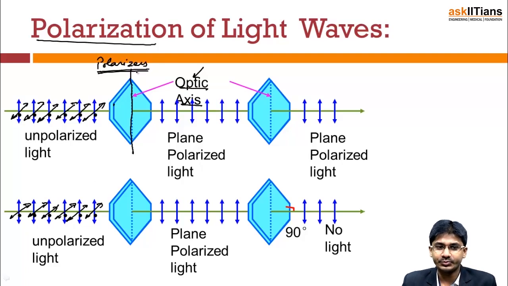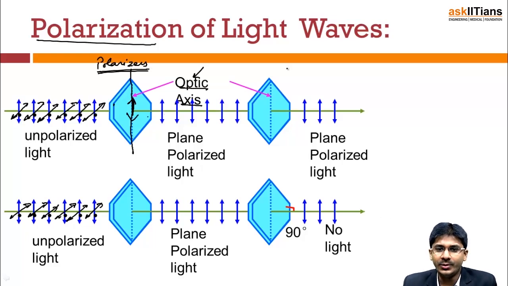What it does is that it blocks these black ones that you see. It only allows the field along this direction to pass through. So what you get outside is only these purple ones. Only these electric fields pass through. These electric fields are blocked. These electric fields cannot cross through it.